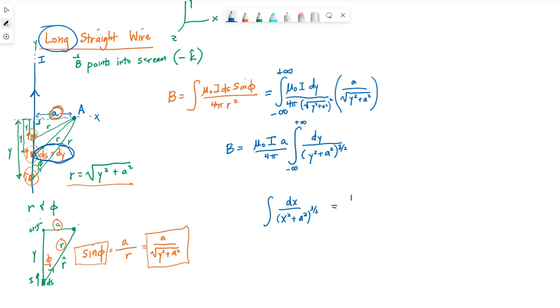The result of this integral was plus or minus x divided by a squared times the square root of x squared plus or minus a squared. So to apply this to our integral, y is our variable instead of x. I'm going to write down all the constants again because they're still here. The plus or minus comes from the sign in our integral. Since we have a plus sign, we'll just have y over a squared times the square root of y squared plus a squared. And then we do need to plug in these limits.